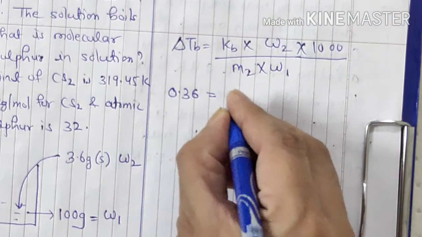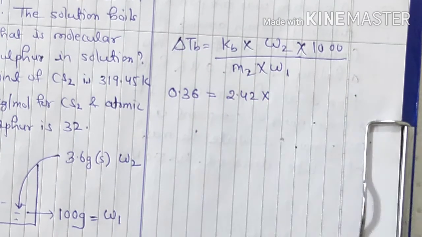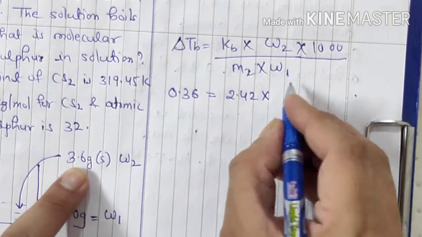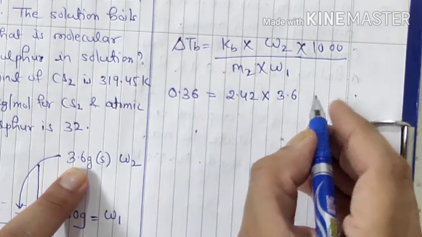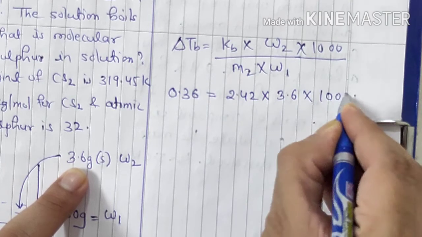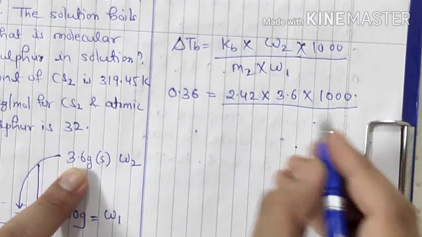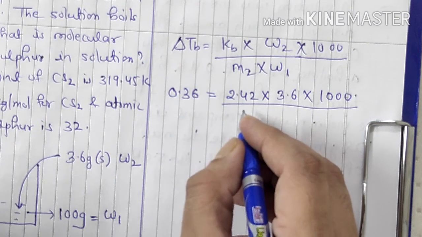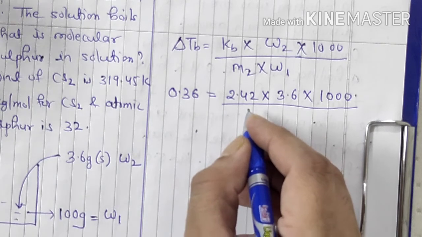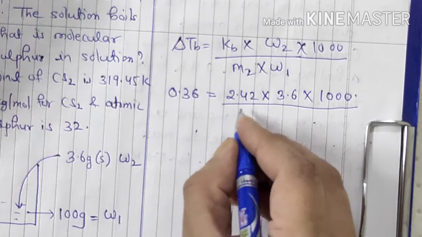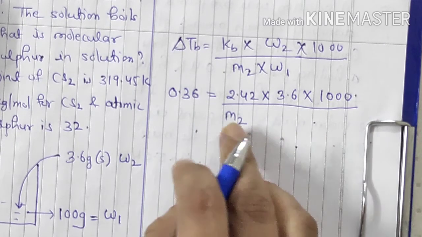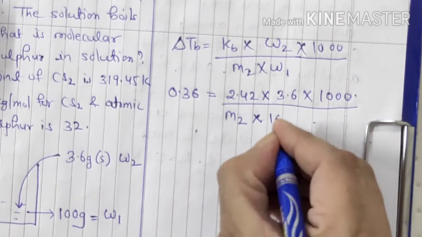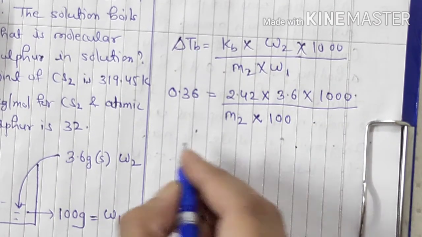Kb they have given 2.42, right? So I'm writing 2.42. Weight of solute, student. Weight of solute is 3.6 gram. This is added. So 3.6, right, into 1000 upon molecular weight of solute, right? See, they have asked us for the molecular weight of sulfur. They have asked for the molecular weight of sulfur, okay? So what will we do? We will find the molecular weight. This is what they have asked to find out. M2. And what is W1? 100 gram. Right?